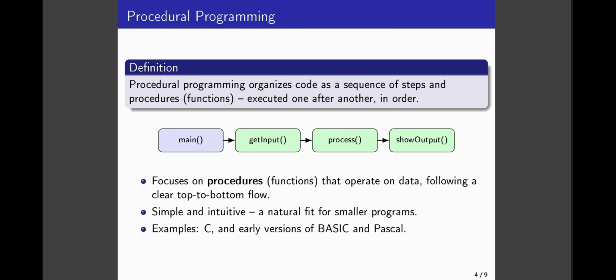So some things that you need to know about this style is that it focuses on procedures or functions that operate on data, following a clear top to bottom flow. It's simple and intuitive, making it a natural fit for smaller programs. And some classic examples of these procedural languages include C and early versions of Basic and Pascal.